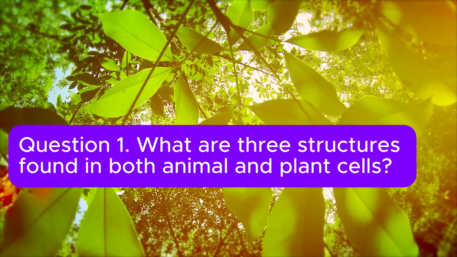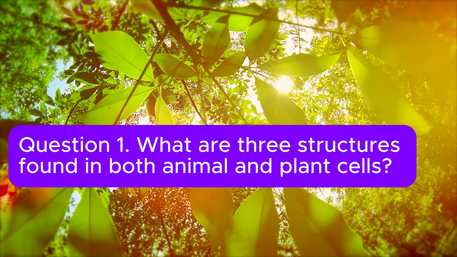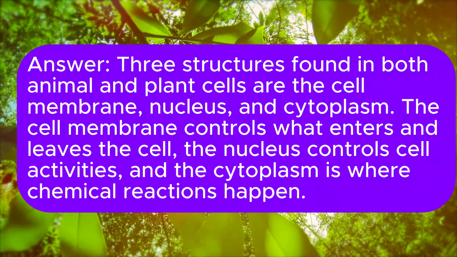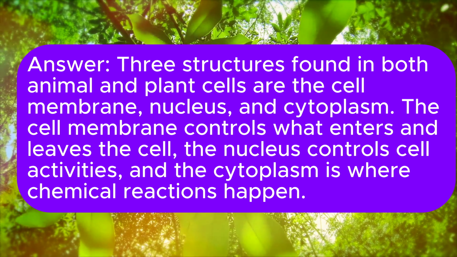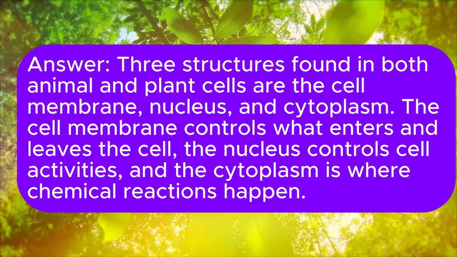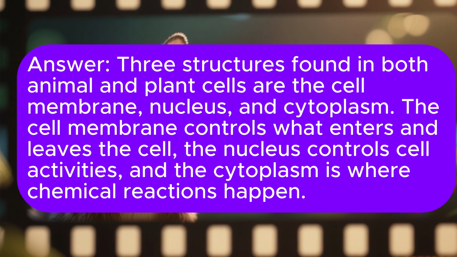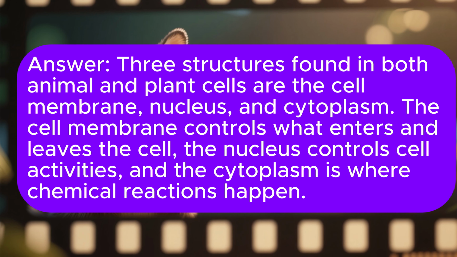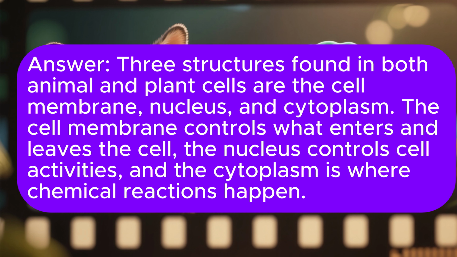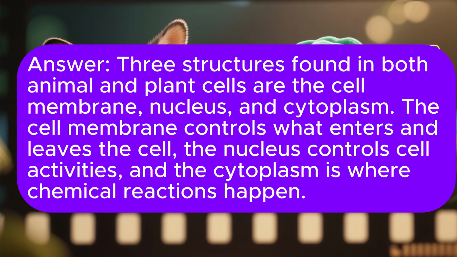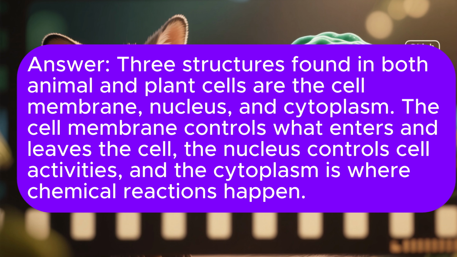Question 1. What are three structures found in both animal and plant cells? Answer: three structures found in both animal and plant cells are the cell membrane, nucleus, and cytoplasm. The cell membrane controls what enters and leaves the cell. The nucleus controls cell activities, and the cytoplasm is where chemical reactions happen.